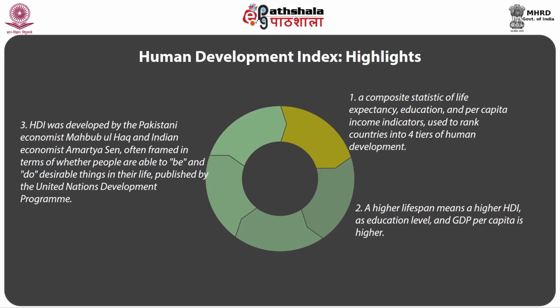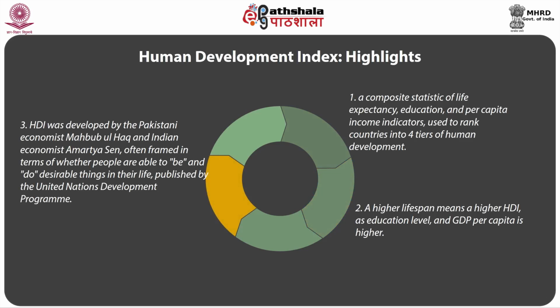It is a composite statistic of life expectancy, education, and per capita income indicators, which are used to rank countries into 4 tiers of human development. A country scores higher on the Human Development Index when the lifespan is higher, the education level is higher, and the gross domestic product GDP per capita is higher.